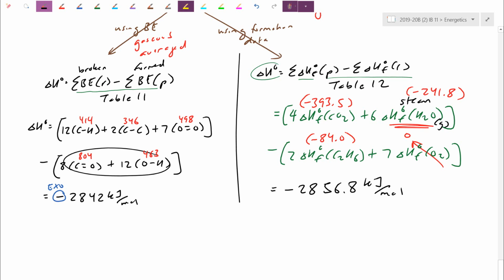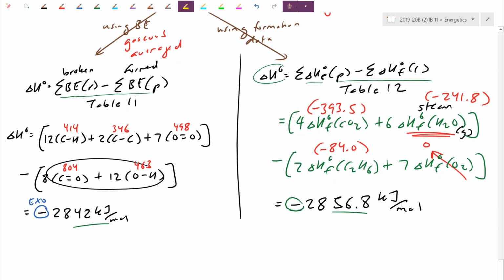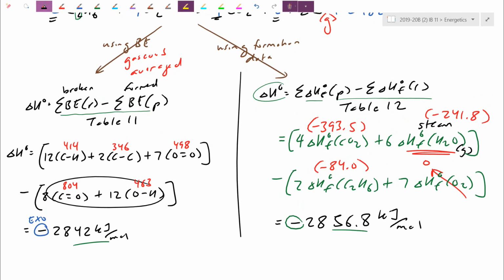First thing you'll notice is these are fairly close, right? In the big scheme of things here, they're both about negative 2800. They're both exo and all that. But why the difference? Well, in this case a lot of these formation values are measured experimentally, so that could be a problem. I would actually argue between the two of these, which one can I believe in more? I would probably believe this one here is a little bit more credible.